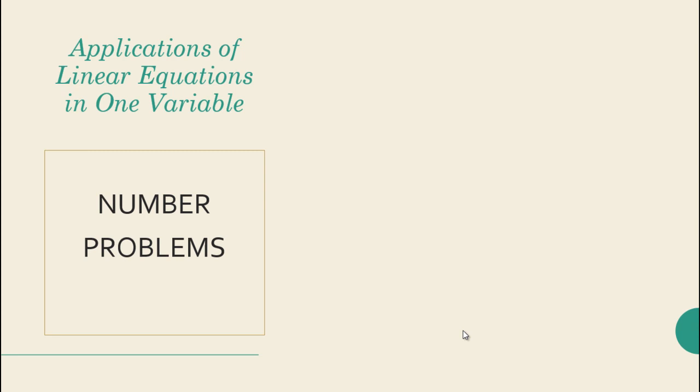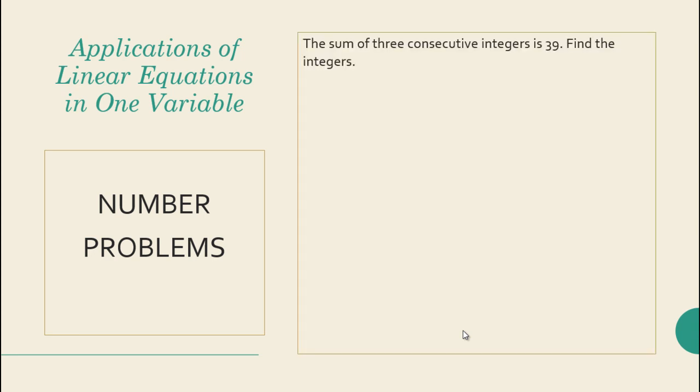Okay. So, number problems. Kindly refer to page 160. So, there is a problem there that I will explain. The sum of three consecutive integers is 39. So, find the integers. Meaning, we are going to find three integers, because it was given that the sum of the three consecutive integers is 39. What is the sum? When you add.